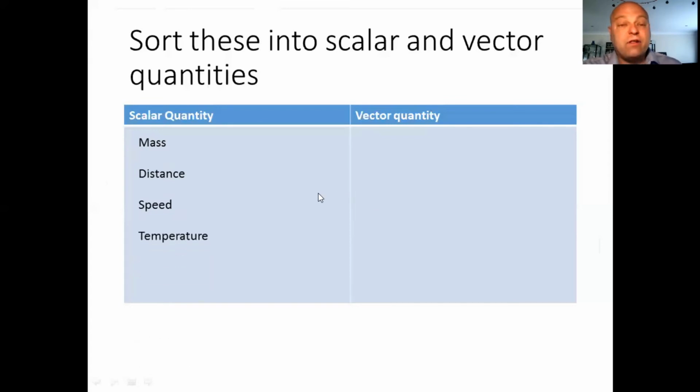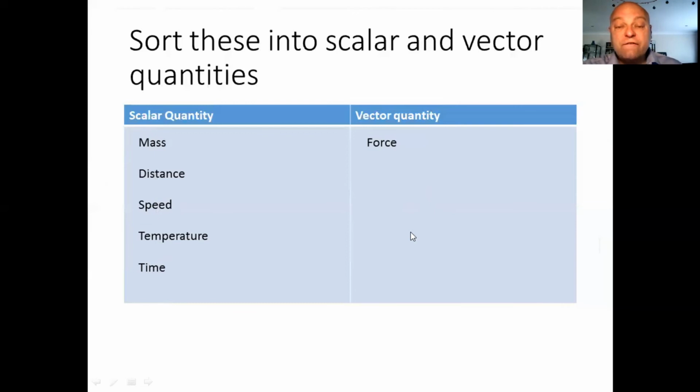Temperature, you can have 36 degrees Celsius. 36 degrees Celsius west is meaningless, just has a value. It's a scalar quantity. And likewise, time. 4 seconds is 4 seconds. You cannot have 4 seconds west or anything like that. So all of these things just have values. They don't have directions. They are scalar quantities.